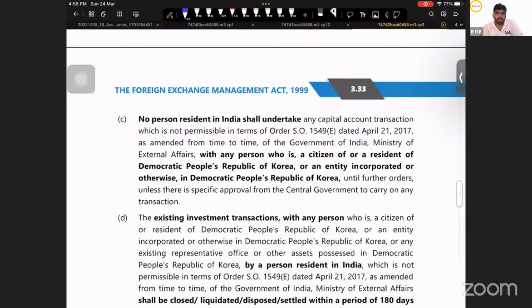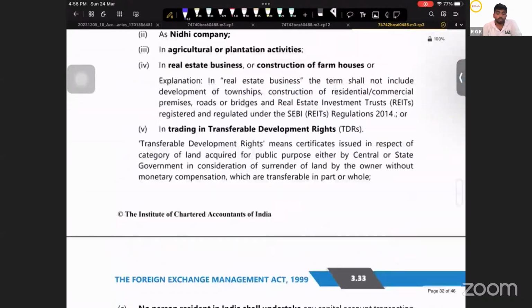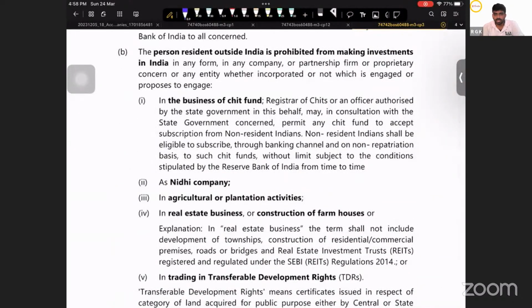Then a person resident in India shall not undertake any financial transactions with any person who is a citizen or a resident of the Democratic People's Republic of Korea. It is not permitted to do so. So these are the important things to be kept in mind with respect to capital account transactions. This will be more than sufficient when it comes to the Foreign Exchange Management Act. If you recall these things and practice the exercise problems given in the ICE material, that will be more than sufficient coverage for completing the provisions on the Foreign Exchange Management Act.